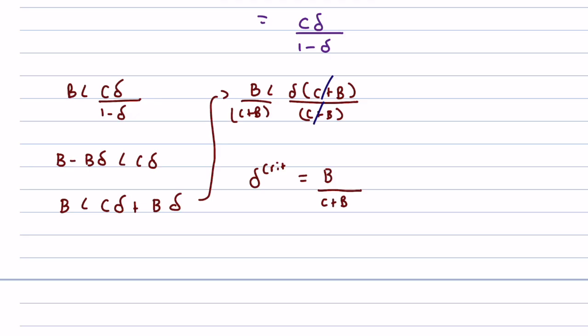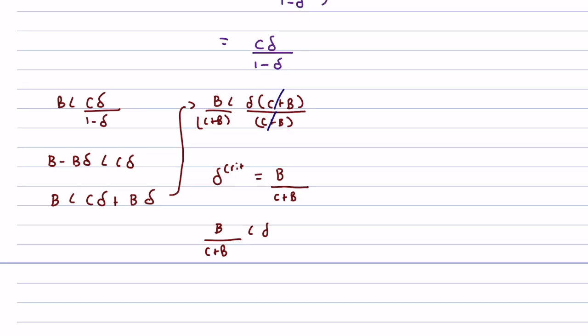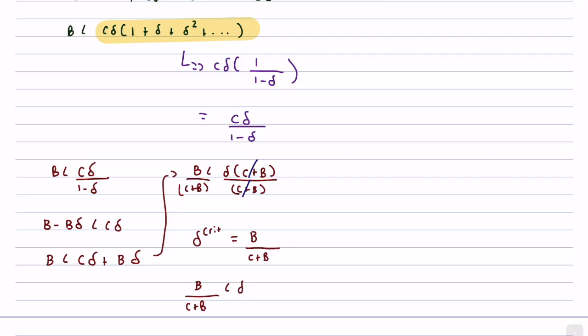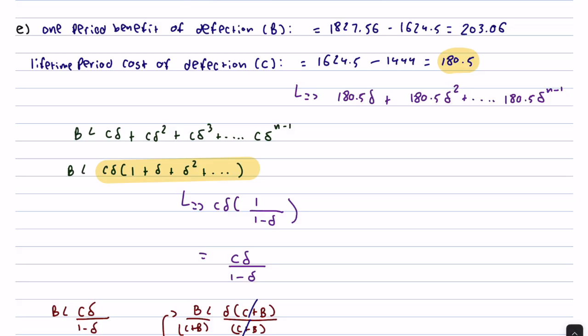And we just solved this. So we know that if the discount factor is greater than the benefit divided by the cost plus the benefit, collusion is sustainable. That was a little bit tricky because it was a lot of math. It's kind of hard to grasp, but this formula is going to save you in this question. Whenever you see this question, the first step is to find the 1 period benefit of defection, which we did. Find the cost of defection, which we did.